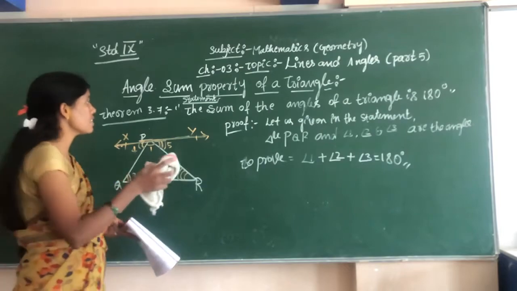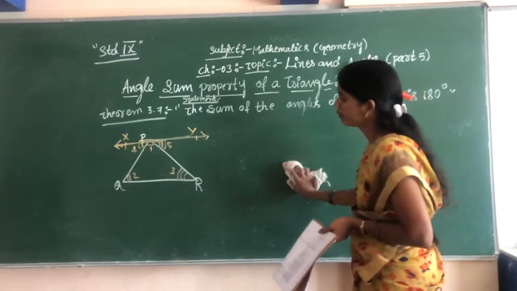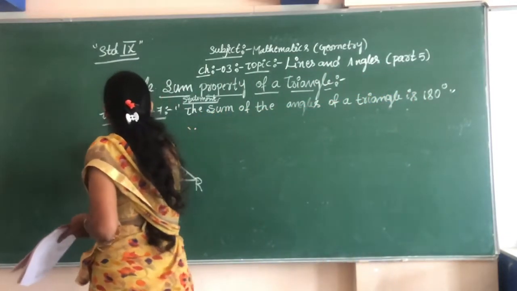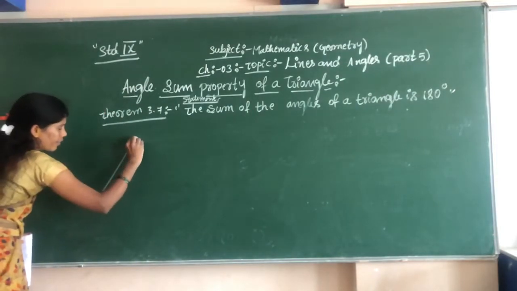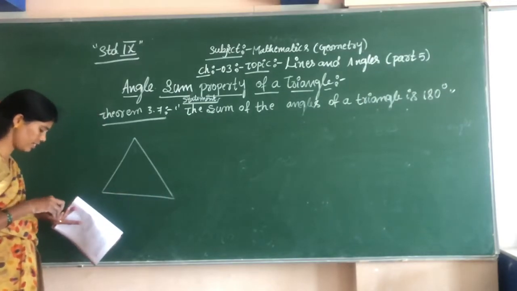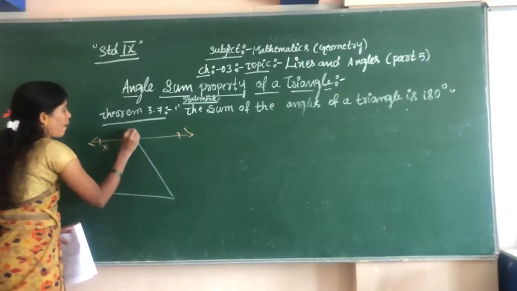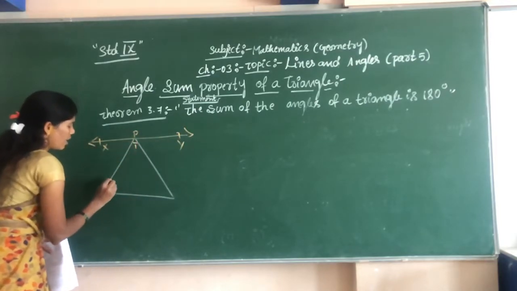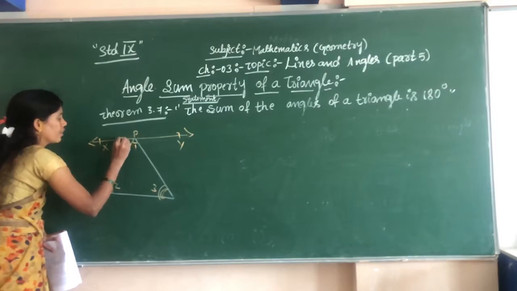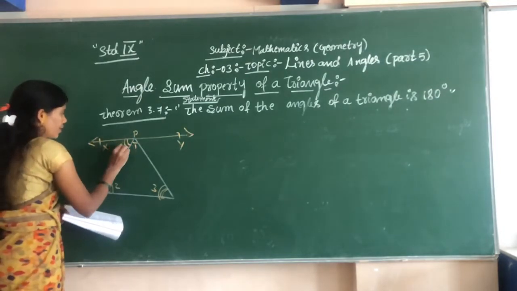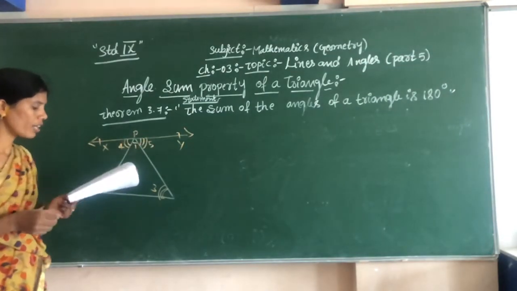Now the next construction. This is the first step. Once again, neatly draw the triangle. Okay, children. X, P, Y. This is 1. This is 2. This is 3. This is 4. This is 5.